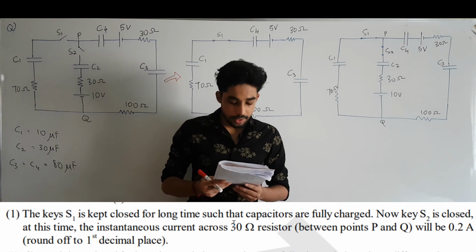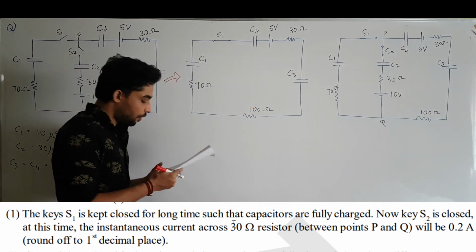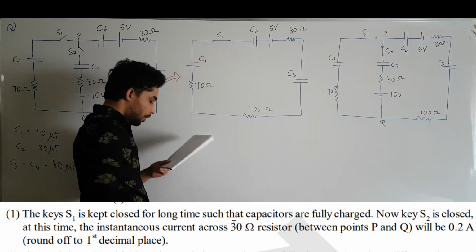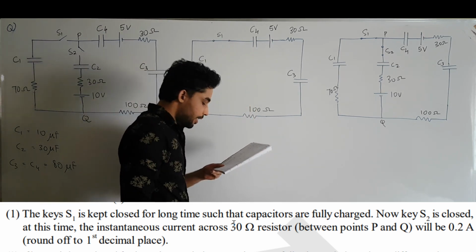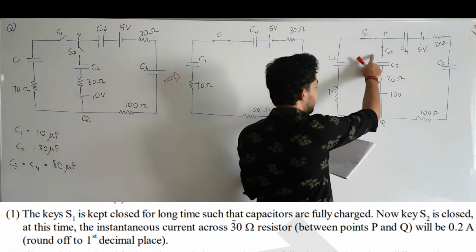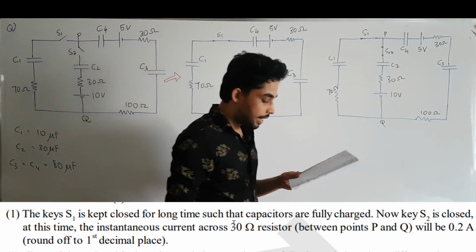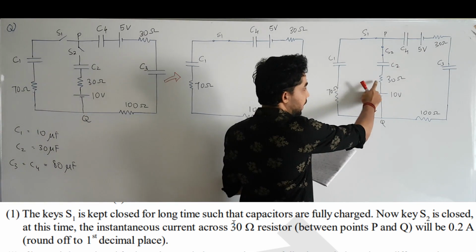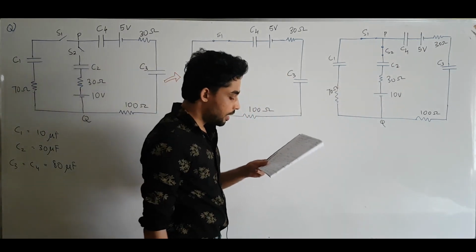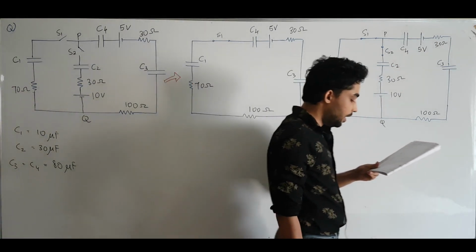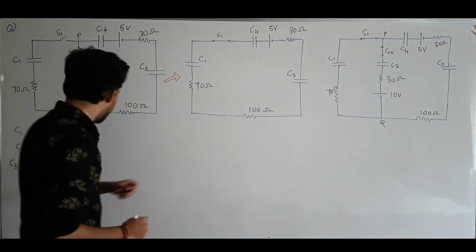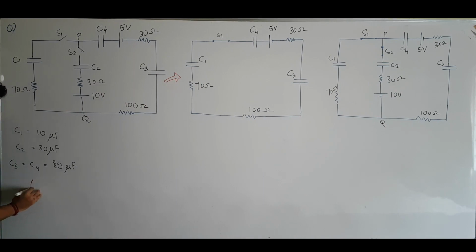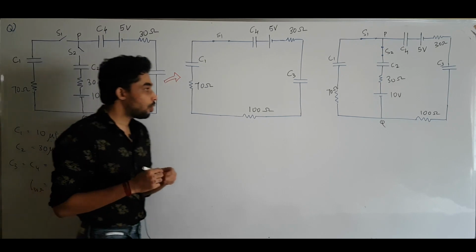So, the first one: the key S1 is kept closed for a long time, such that the capacitors are fully charged. Now, key S2 is closed at this point. You are closing this key. The instantaneous current across the 30 ohm resistor, we need to figure out if it will be 0.2 ampere. They have given the statement that the current through the 30 ohm resistor is 0.2 ampere. You have to verify if it is true or not.